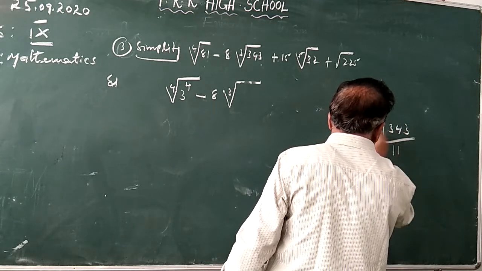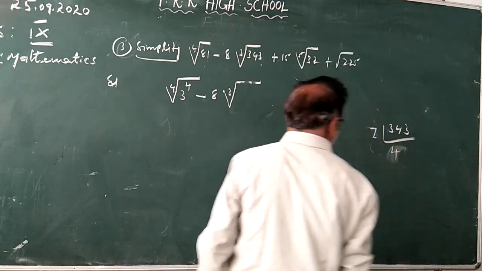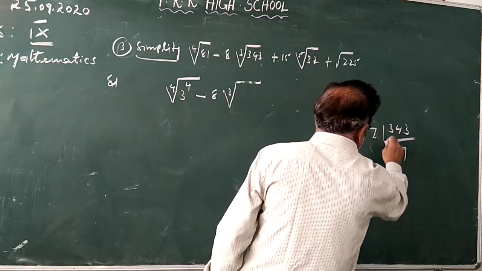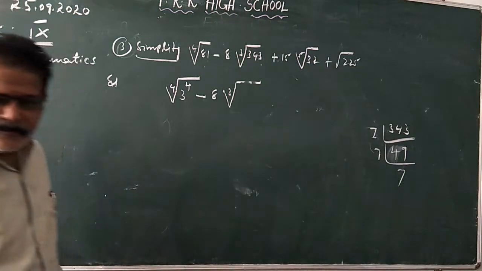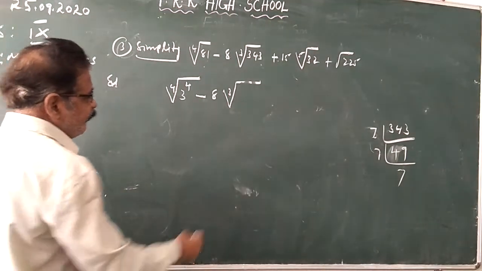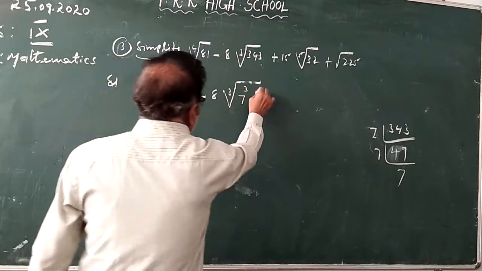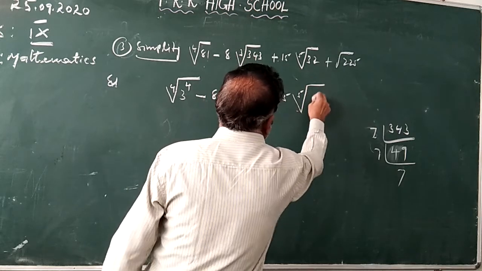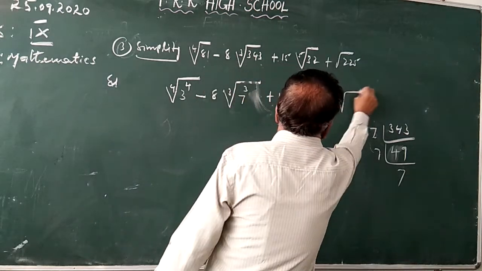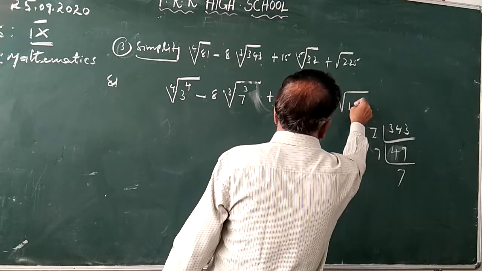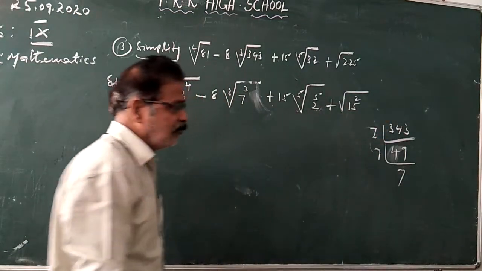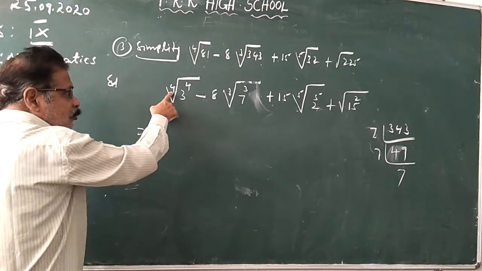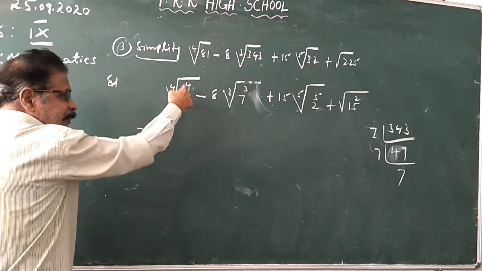Factorizing with 7, 343 means 7 cube. Plus 15 fifth root of 32 means 2 to the power of 5. Plus square root of 225. 225 can be written as 15 square. So directly you can cancel the nth root and the power. When the nth root order and the power are the same, they get cancelled.